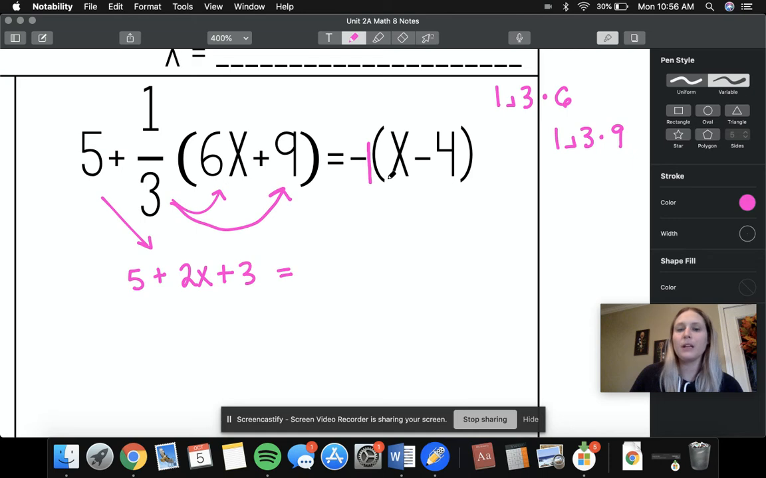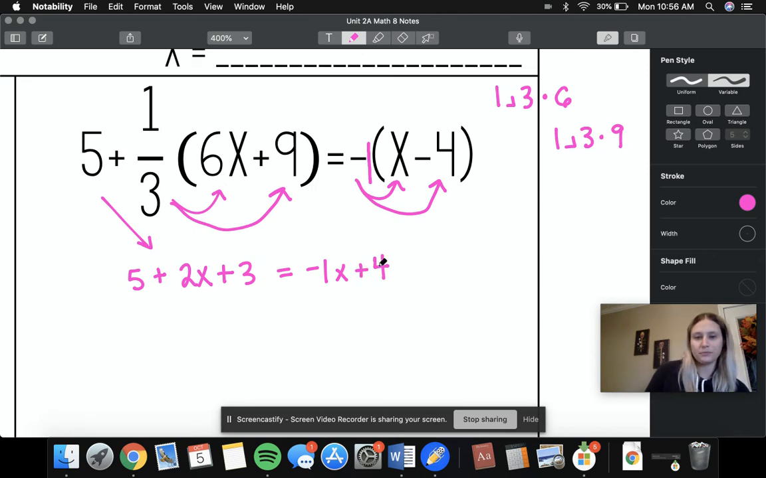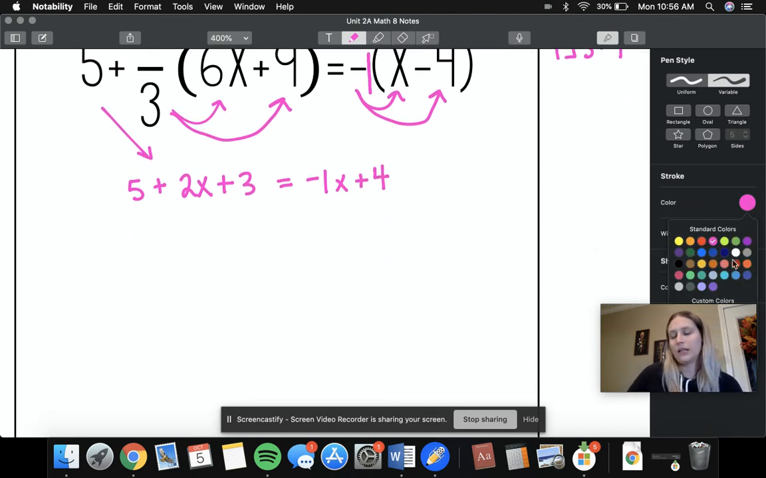Okay? And we can distribute a negative or a negative 1, both of them mean the same thing, to parentheses. So negative 1 times x, which would be negative 1x. Then negative 1 times negative 4, which would be positive 4. And I'll show a positive with addition. Okay, so now we have no parentheses, which is good.